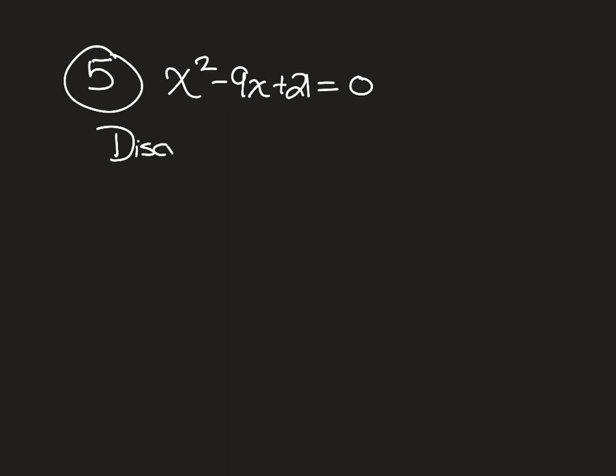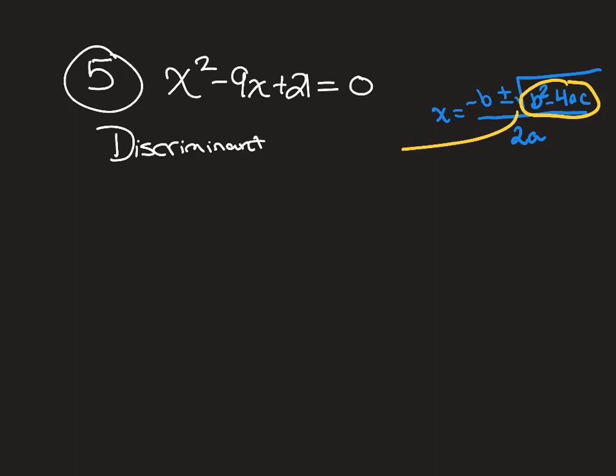So for number 5, x squared minus 9x plus 21 equals 0. So it equals 0, so we're good. It's always the first step. To find the discriminant, it's just the piece under the square root. So x equals the opposite of b plus or minus the square root of b squared minus 4ac divided by 2a. The piece under the square root right here, that's the discriminant.